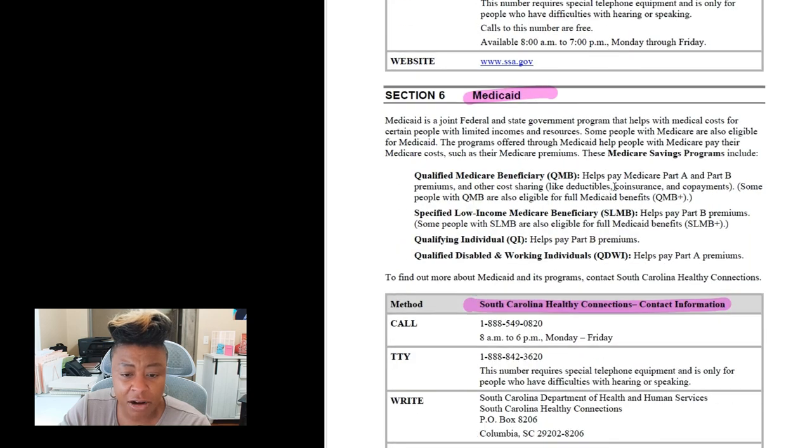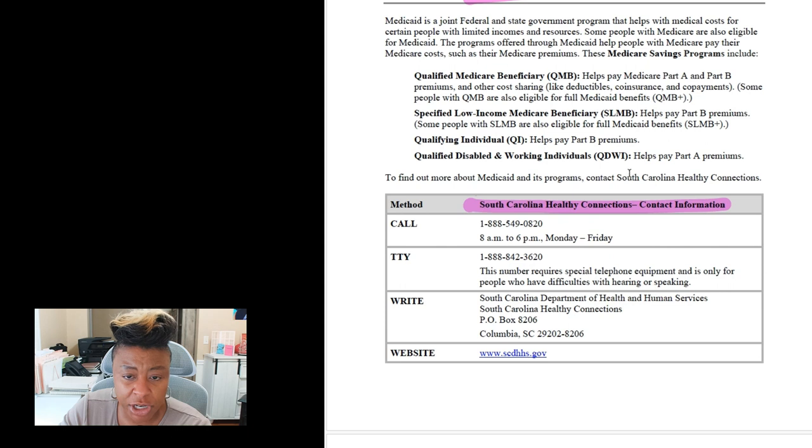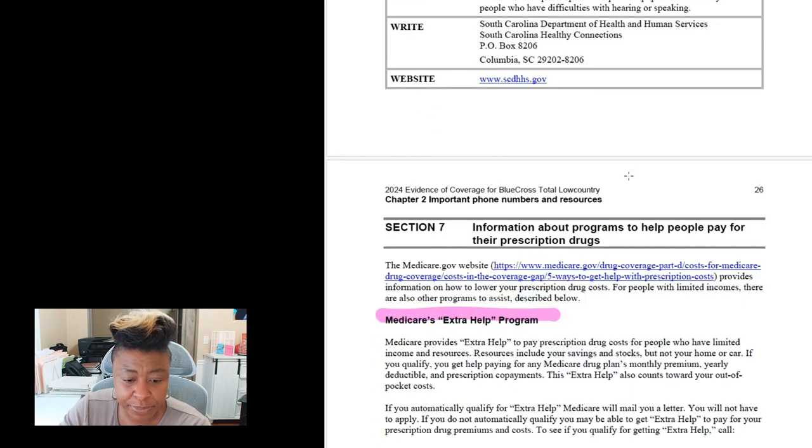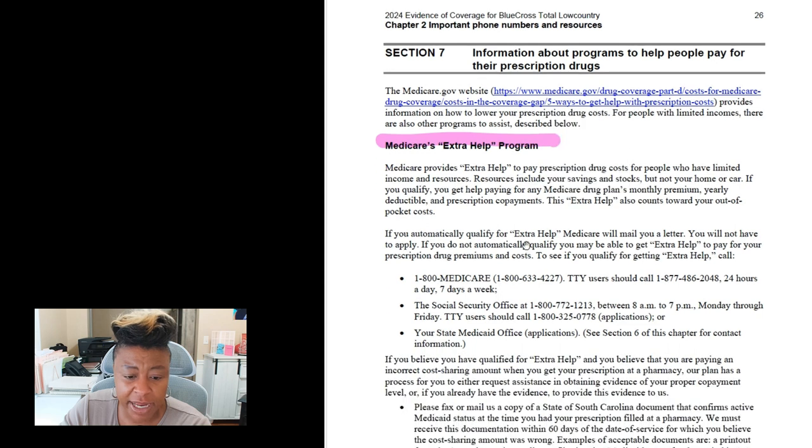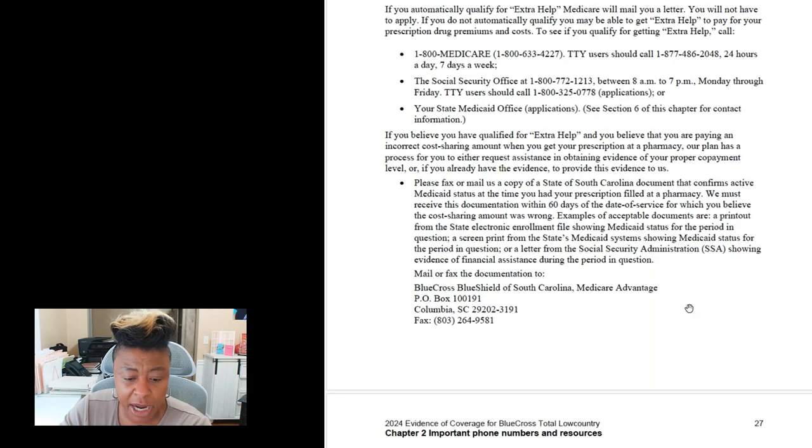The state Medicaid office, these are the programs that help pay for your Medicare Part B premium that we talked about earlier. So if you wanted to go directly to Medicaid and see if you qualified for any of these programs, here's where you would find that information. And then Section 7 talks about everything around extra help, and it gives you the same phone numbers like for Medicare, the Social Security office, and your state Medicaid office all in one spot.